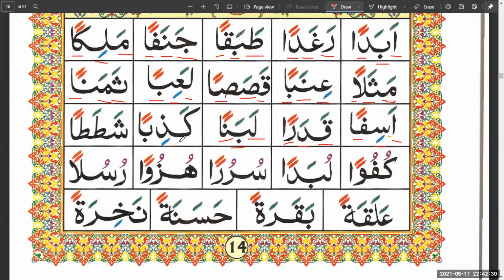Next one, we have kaf fatha ka, dhal kasra dhi, and ba two fatha ban. Kadhiban. Next one, shin fatha sha, ta fatha ta, and ta two fatha tan. Sha ta tan.